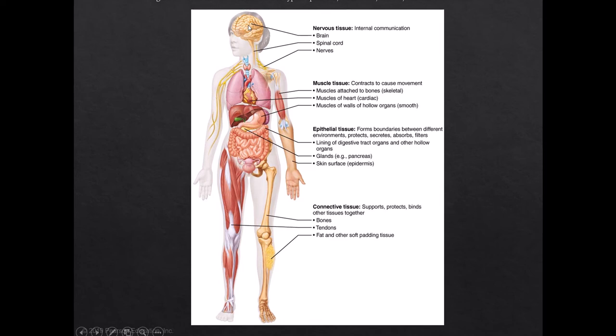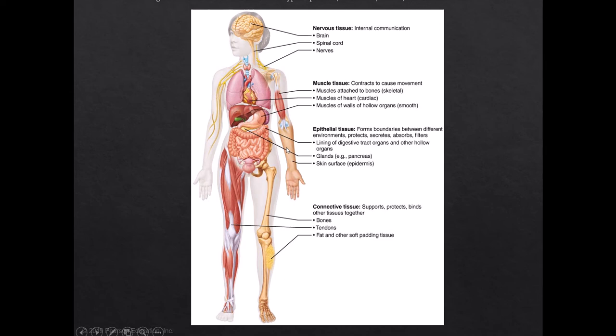So nervous tissue: brain, spinal cord, all of the various nerves. Muscle tissue encompasses everything from the muscles attached to our bones, to muscles in the walls of the digestive tract and the urogenital tract, what we call our hollow organs, like our blood vessels, and the cardiac muscle of our heart.